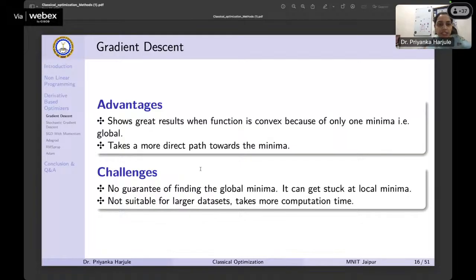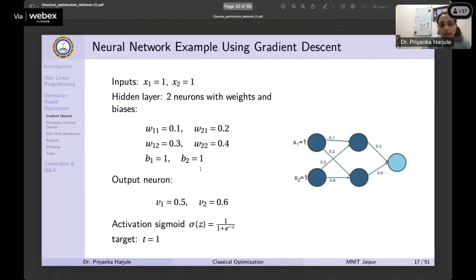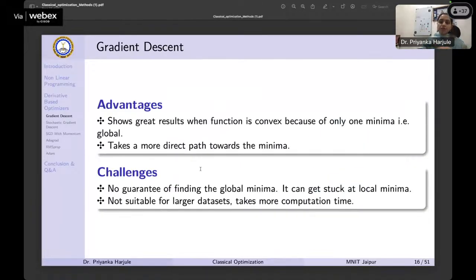Now, the challenge with gradient descent is that you have no guarantee of finding the global minimum. That is because of the topology of the function. It can get stuck at a local minimum, and it is not suitable for larger data sets because it takes more computational time. So we will see how some of these challenges are taken care of with the optimizers that we will come to now.